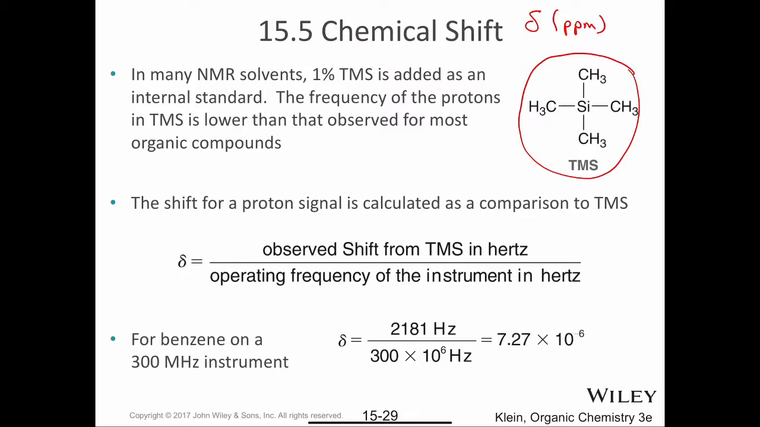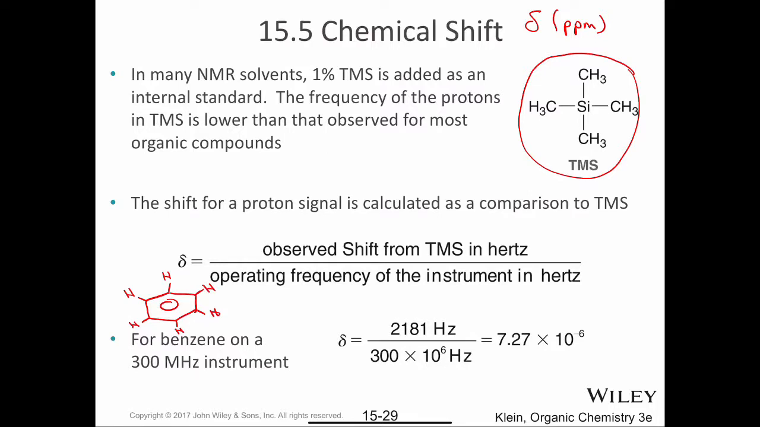So let's say, for example, I ran the NMR spectrum on benzene on a 300 megahertz instrument. Well, there's only one type of proton in benzene, so I'm only going to get one signal. I'll just draw the whole compound out here. So I'm only going to get one signal, again, because all of those protons are identical.